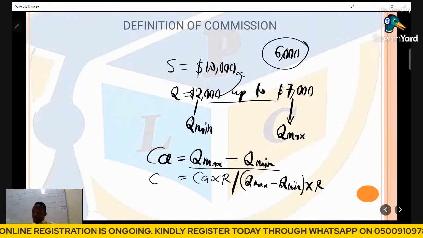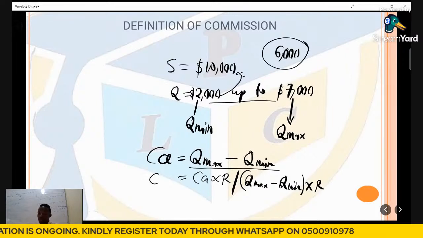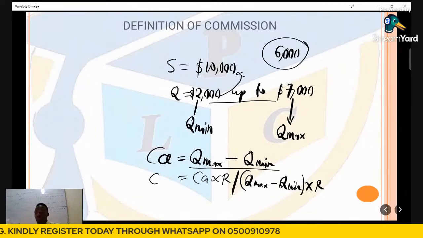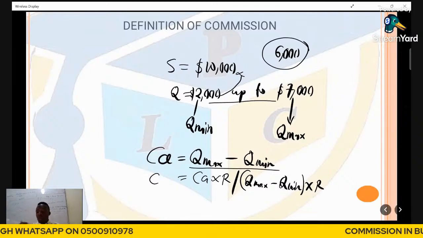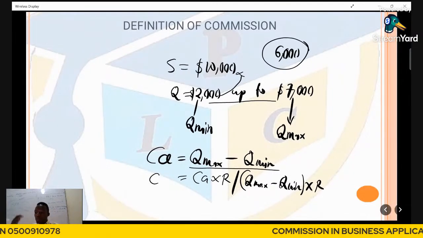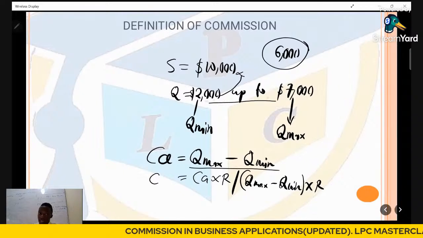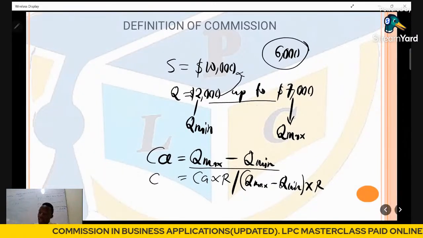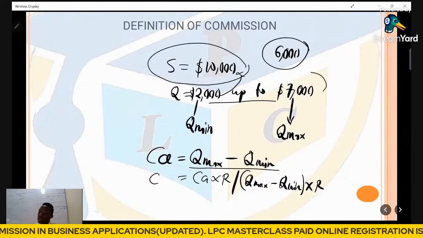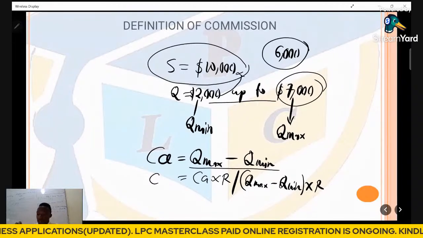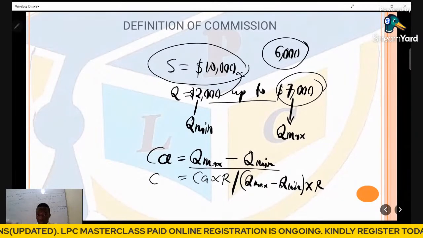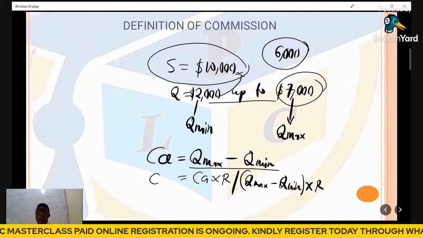When we have, for example, 10,000 as a level of sales, and we have a condition that you, being the agent or a staff, get a commission if you're able to exceed 2,000 up to 7,000, for you to earn a full commission on this range, it means that you must have sales that exceed 7,000 as a maximum quota. Your sales must exceed 7,000, which is the maximum quota, for example, that I'm using in this particular case.